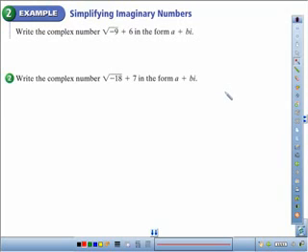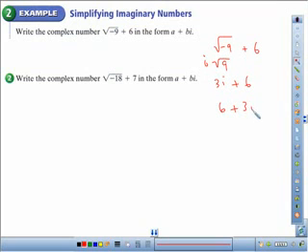Simplifying imaginary numbers. Write the complex number square root of negative 9 plus 6 in the form a plus bi. Well, if we have the square root of negative 9 plus 6, we take out an i, and we end up with the square root of 9. The square root of 9 is 3, so we get 3i plus 6, and then just reverse the way you write it, so it'll be 6 plus 3i.